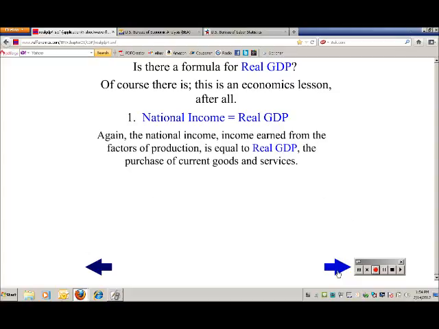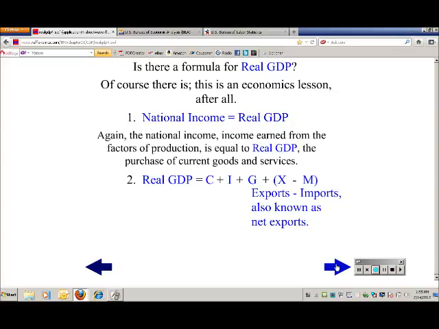Again, national income is income earned from the factors of production. It is real GDP, the purchase of current goods and services. Real GDP is equal to C, consumption, plus I, investment, plus G, government purchases or government spending in a closed economy, plus exports minus imports. X minus M, in parentheses, is known as net exports in an open economy.